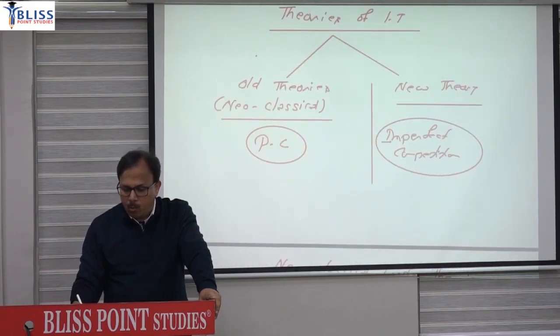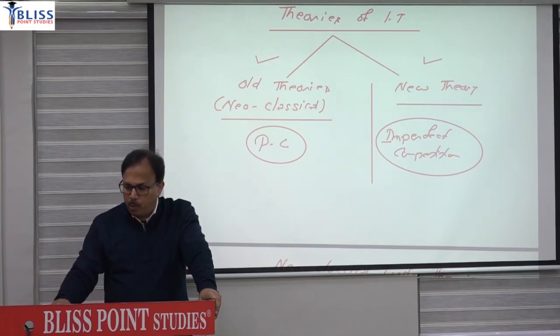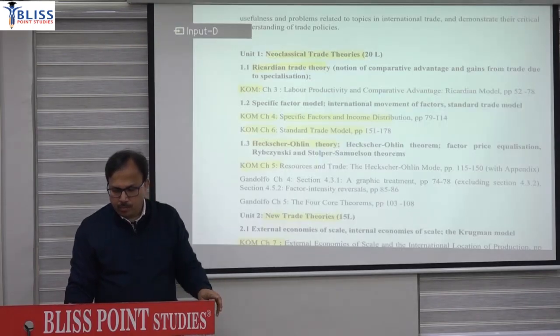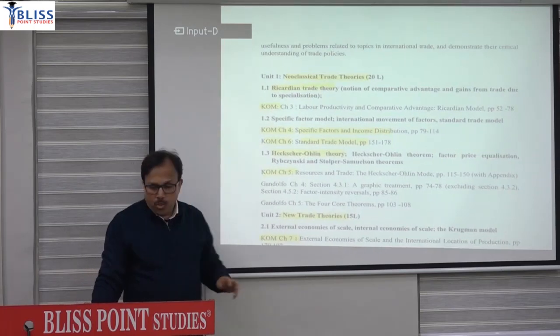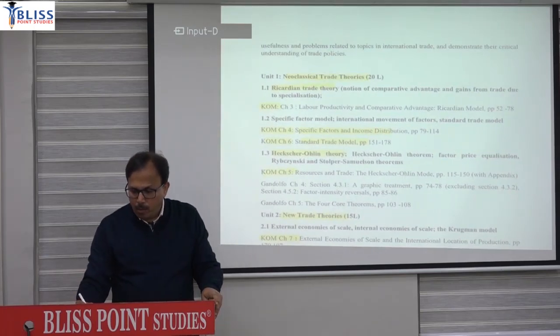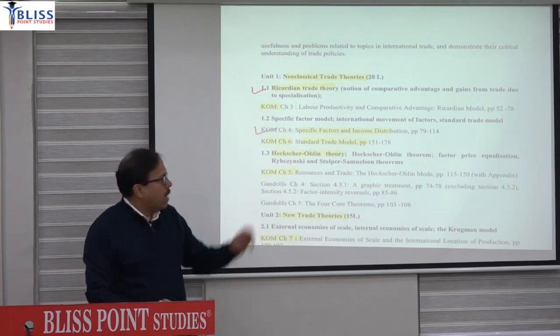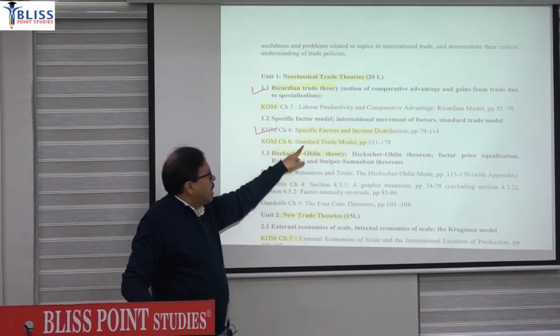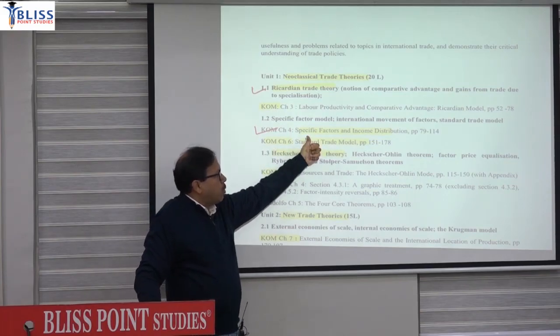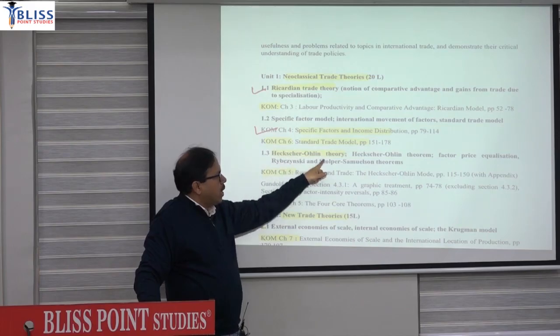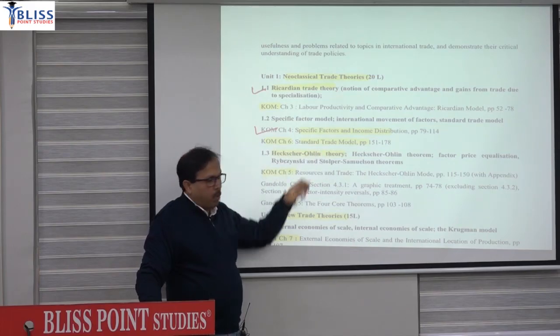So this is unit number 1 and this is unit number 2, and the third unit is the trade policy. So you can just refer to that reading again in that context. The first unit will start with the Ricardian model, 2 by 2 by 1, a specific factor model, that will be 2 by 2 by 3, standard trade model, that will be based upon the RS and RD, and Heckscher-Ohlin theory, that will be 2 by 2 by 2 model.